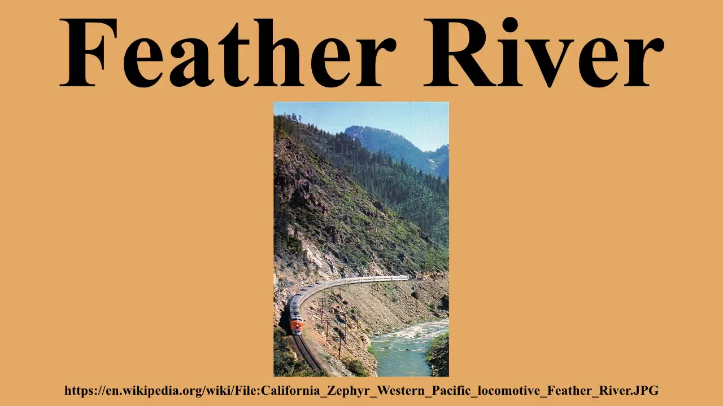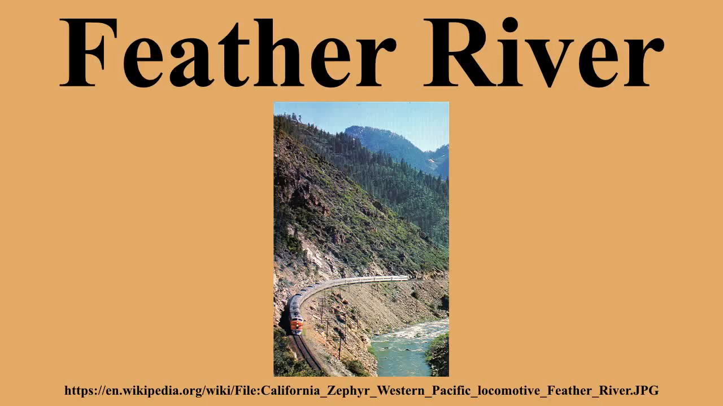The Feather River is the principal tributary of the Sacramento River, in the Sacramento Valley of Northern California. The river's main stem is about 71 miles long. Its length to its most distant headwater tributary is about 220 miles. Its drainage basin is about 6,000 square miles.